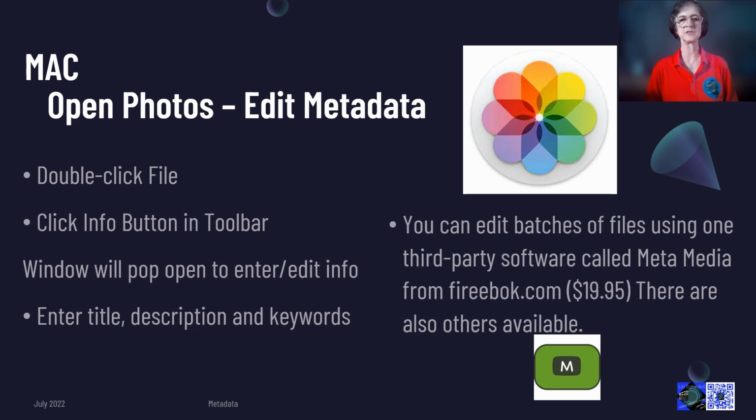If you have a whole lot of video that you need to add metadata to, and you're going to be using basically the same tags over and over again, you can edit batches of files using one of many third-party softwares. This one that I found is called MetaMedia from fireebook.com. It runs $19.95, and there are also many others available. So this is just one that I found that is quite easy to use, and it works really well for batches.